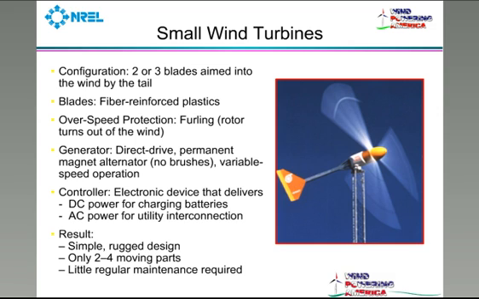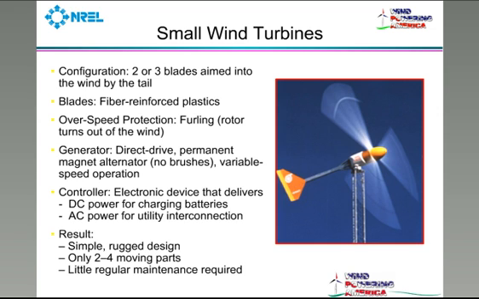Small wind turbines, how are they basically designed? Typically they have 2 or 3 blades. It'll be aimed into the wind by the tail, so they just passively yaw. The blades are some form of plastic. The way they protect themselves is by furling. They're designed with springs or careful hinging so that when the winds get too high, the nacelle, which has the rotor, will tilt, and so the rotor will spin out of the wind a little bit, and that reduces the forces on the rotor, reduces the speed, and keeps the turbine from overspeeding.